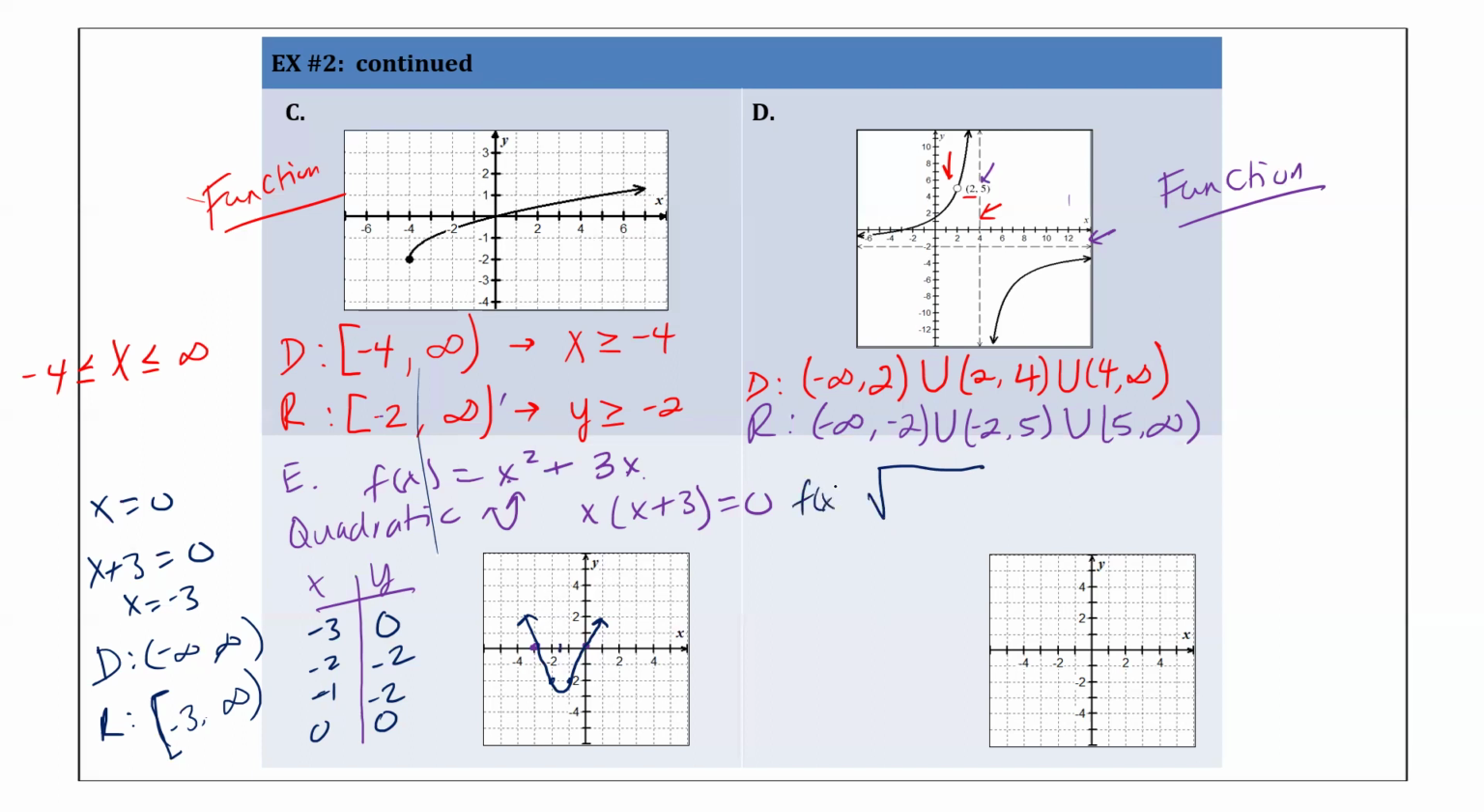F of x equals the square root of 4 minus 2x, right? What can't be underneath the square root? A negative. It can't be a negative. So your starting point depends on when 4 minus 2x is greater than or equal to 0. That's how you know where your table starts. Does that make sense? Because you can't have a negative. So you figure that out, then you know where your table begins.